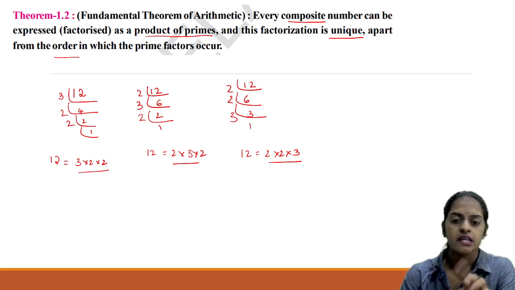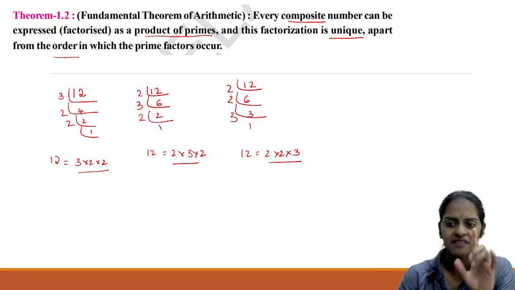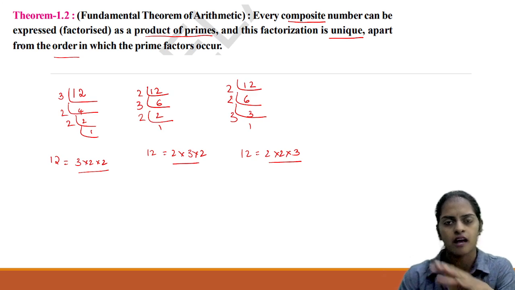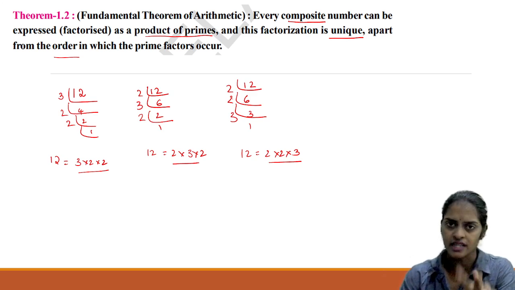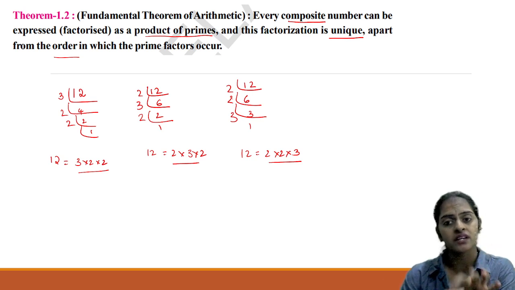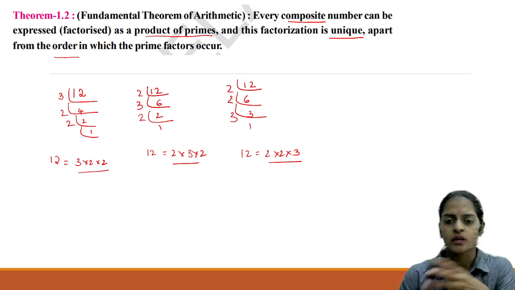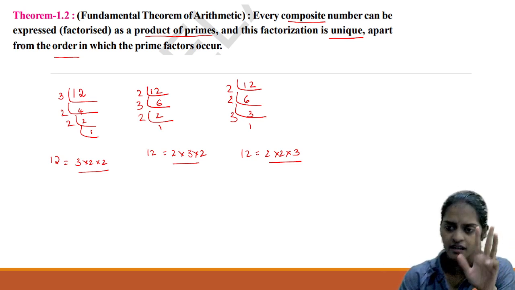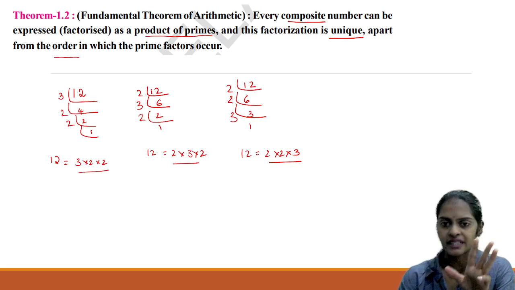See, you have 2 twos and 1 three. However you want to do it, you always have 2 twos and 1 three. This is the meaning of it. But the order can be different. So you have 3 2 2, 2 3 2, 2 2 3. So the order is different. But ultimately, when you count, there are 2 twos and 1 three. So that is called unique.